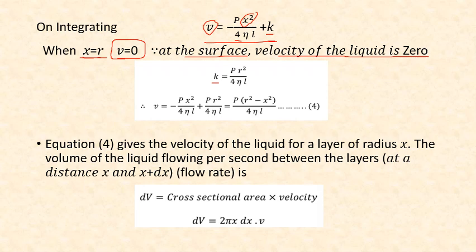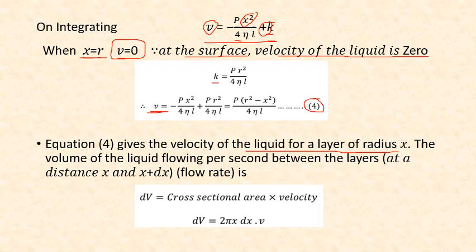Now we know the value of the integration constant k. Substitute this, you will get the value of velocity v, which is minus p x square by 4 neta L plus, here k is replaced by p r square by 4 neta L. Taking out the common p by 4 neta L, inside you are left with r square minus x square. Take this as equation 4. Now see here, equation 4 gives the velocity of the liquid layer at radius x from the center of the axis.